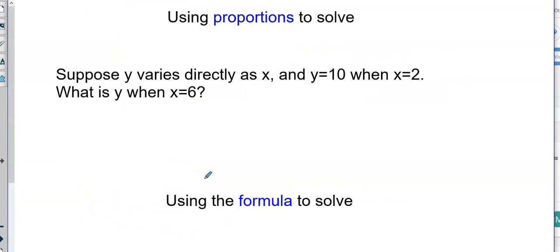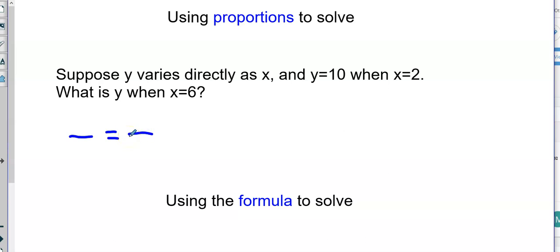Using proportions to solve. So you might have a problem like this. You can use proportions or the formula. So I really like the formula, but I want you to be able to do both here. So let's just try to do both here. So let's see. So suppose y varies directly as x and y equals 10 when x equals 2. So you could try to set up proportions here.